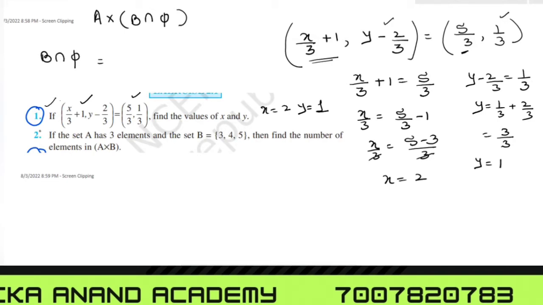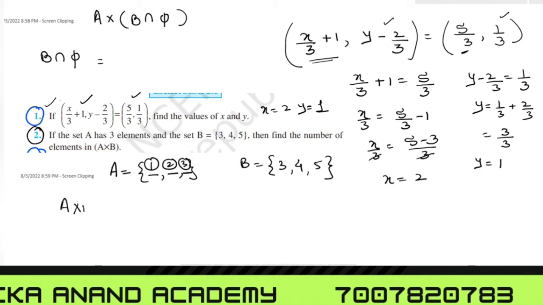Now the second question. It looks like a simple question, but it also has some tricks and some relations which can be further utilized in competitive exams. Now it is given that set A has three elements, but they are not given. In set B, we have the elements 3, 4, and 5. Now we have to frame A cross B. And they don't ask to write the ordered pairs. They ask how many ordered pairs are formed.